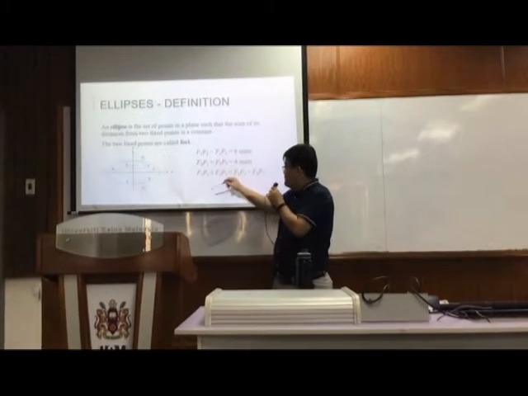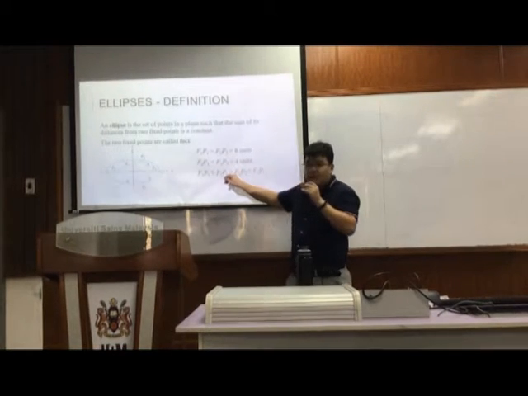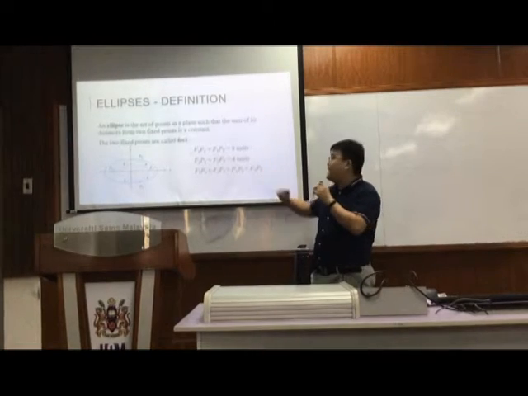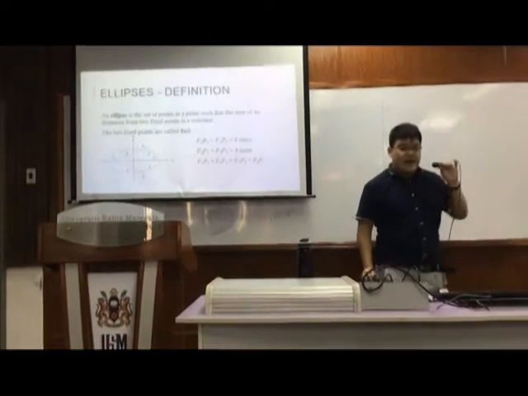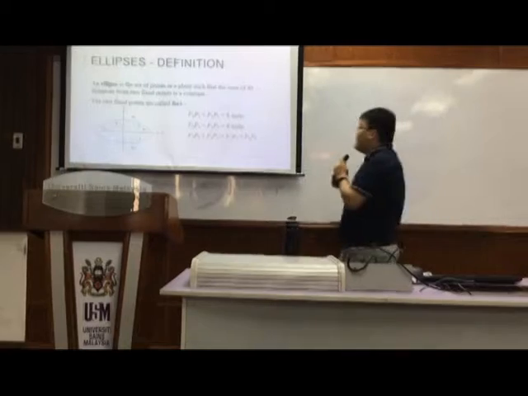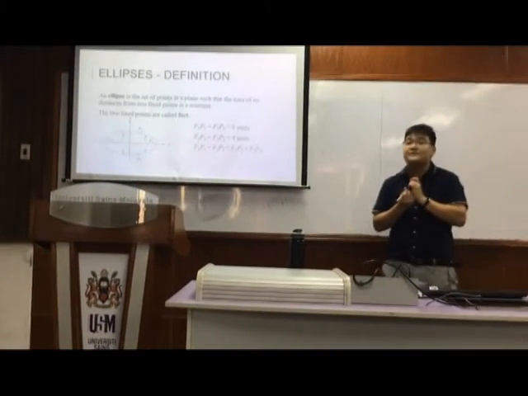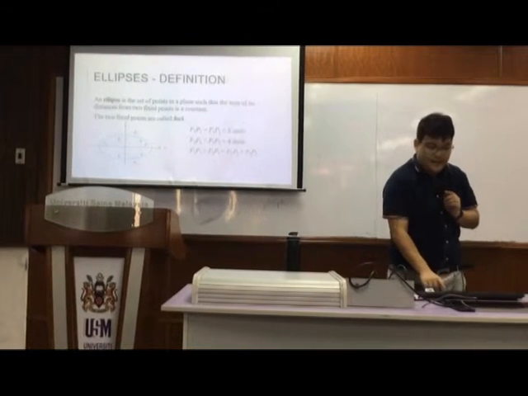So this F1P1 plus F2P1 equals F1P2 plus F2P2. Okay? And what are they equal to? They are equal to 12 units, and this 12 is known as the constant number.